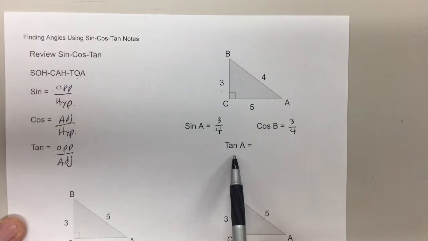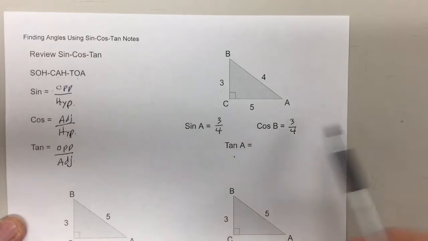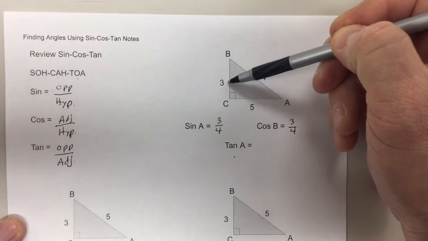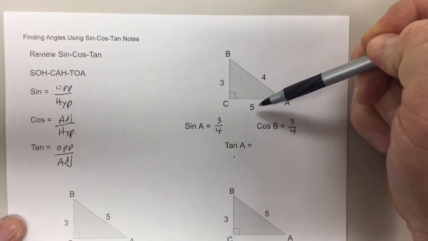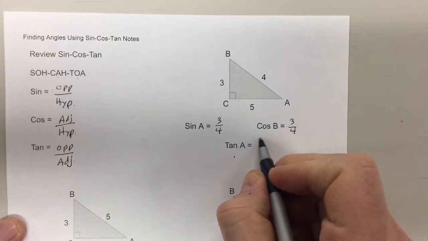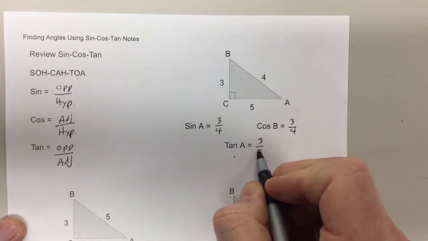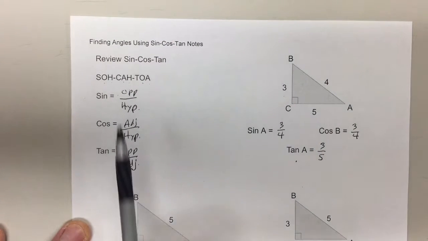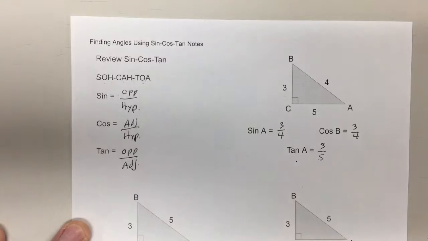The tangent of angle A is opposite over adjacent. So from angle A, 3 is the opposite side, and 5 is the adjacent side. So tangent of A is 3/5. If you get stuck, just remember SOH-CAH-TOA.